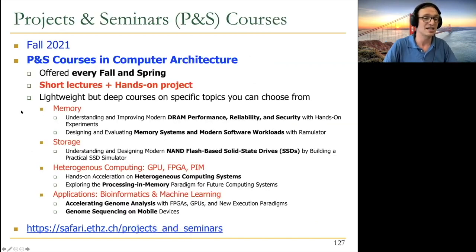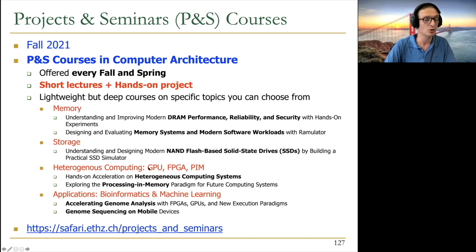And finally, these are the projects and seminar courses. These are offered every fall and spring. These consist of short lectures and hands-on projects, which is important. These are lightweight but deep courses on specific topics you can choose from. For example, you can choose from topics in memory, and we can define the project together. If you have ideas, we're open to ideas. There are 2 courses related to memory and storage, which is something we did not talk about as much. You can also choose them. For example, if you want to do some project on phase change memory or SSDs, it's possible.